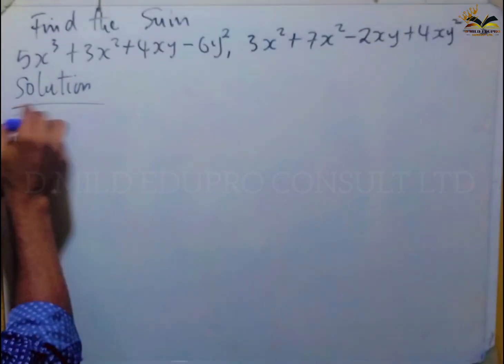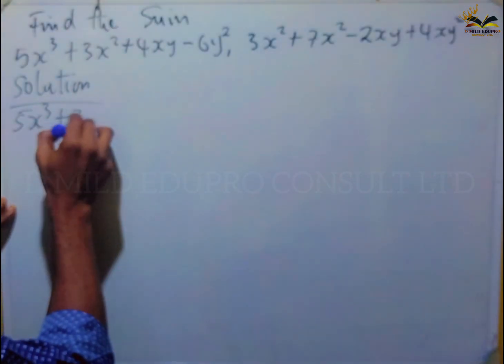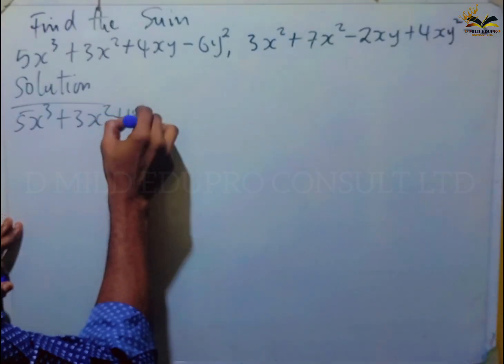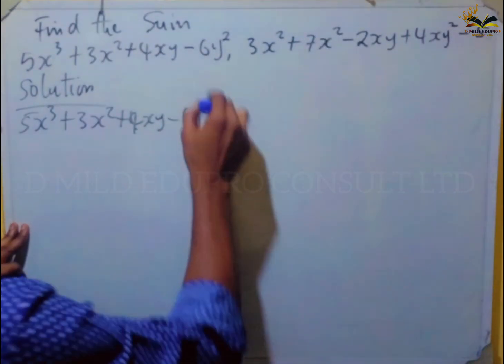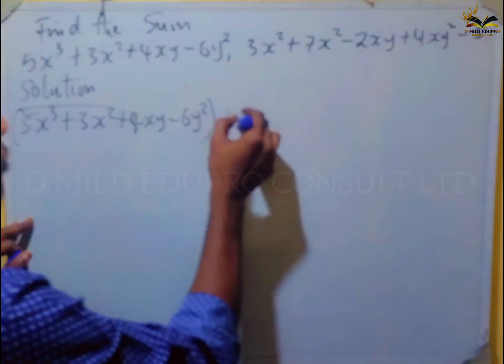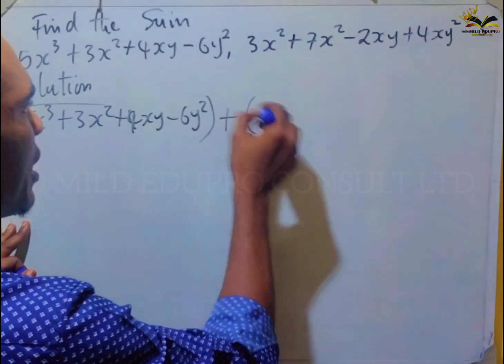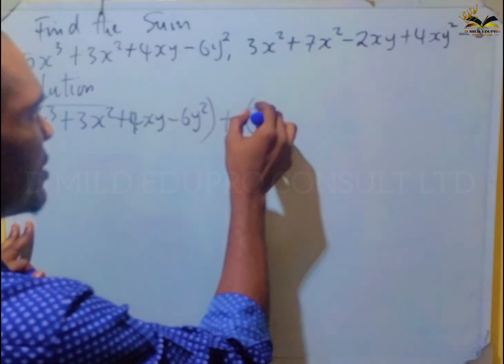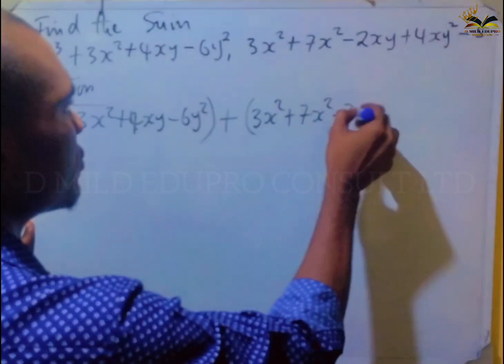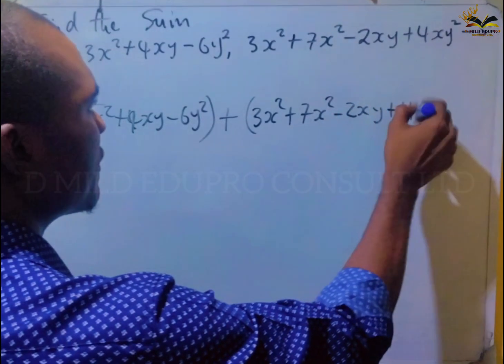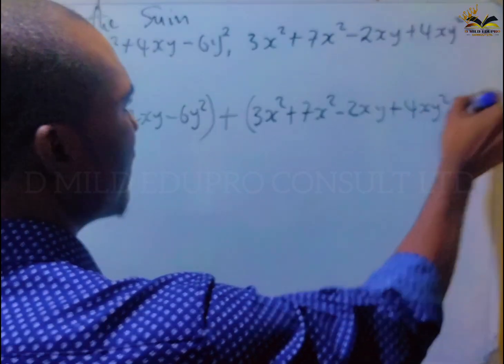So we have (5x^3 + 3x^2 + 4xy - 6y^2). Please put it in brackets, put your sum because there's a sum. If it's minus, you put your minus because it will help when opening the bracket. Then (7x^2 - 2xy + 4xy^2 - 5).